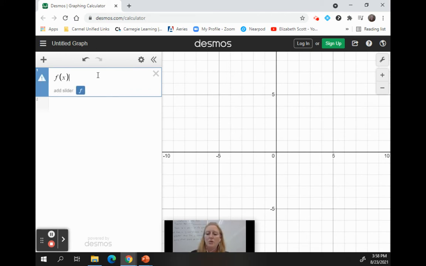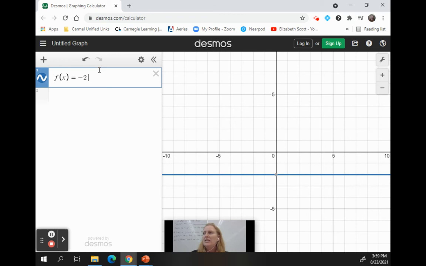F of x equals -2. Oh, it helps if I put in an equal sign, equals -2. And we said for x is less than 0. So here's how you do that on Desmos. You know, there's parentheses, there's brackets. Those are the hard ones. And then there's the curly brackets.